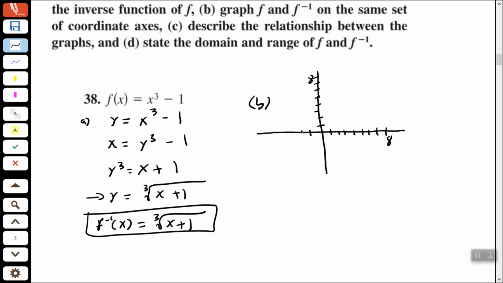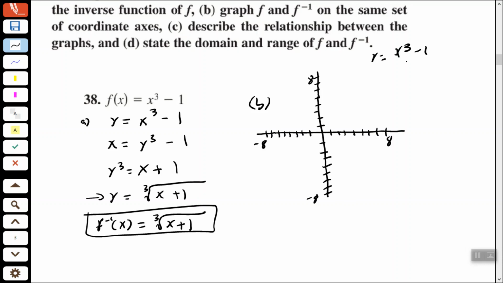So we can just graph this, and you can use Desmos if you choose to. All right, so just make a table or do a few points. So for the function of x to the third minus 1, if we plug in 0 for x, then we get out negative 1. If we plug in 1 for x, we get out 0.